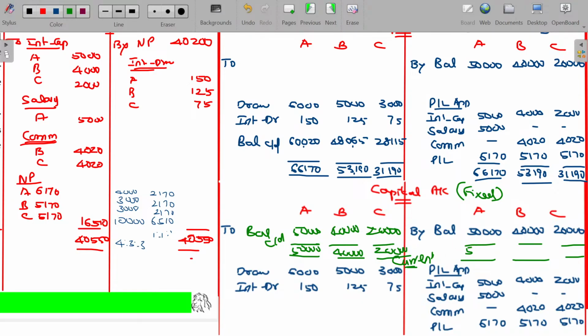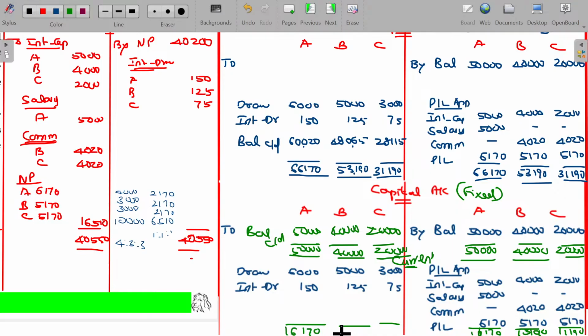The initial capital remains unadjusted due to the appropriations of profits and losses. That appropriation of profits and losses, including the drawings and interest on drawings, will be separately shown under current account. If I tally the current account, of course, find out the balance here. Actually, this will be 16,170, 13,190 and finally 11,190.